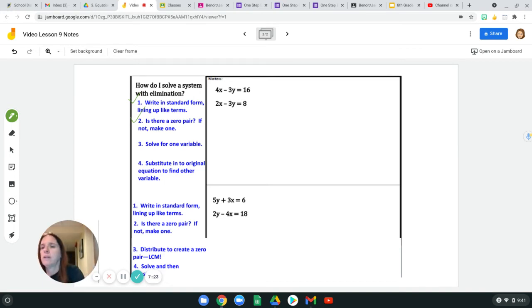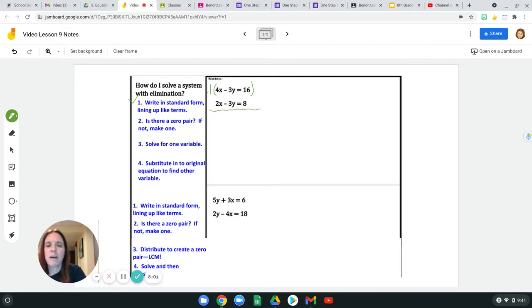Oh, actually, we didn't do step 2. Is there a 0 pair? Well, 4x and 2x, no, they don't have the same coefficient opposites. Negative 3y, negative 3y. Now, they're both negative 3, but we need one of those to be positive. So here's how you make a 0 pair if there isn't one. To make one of these into a positive 3y, we're just going to choose one of the equations in the system. I'll choose the top one. And I'm going to multiply everything in that equation by negative 1.